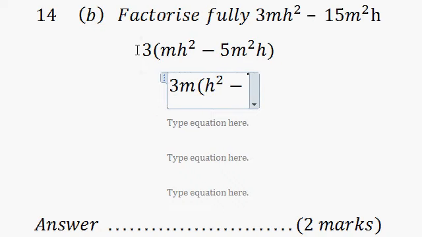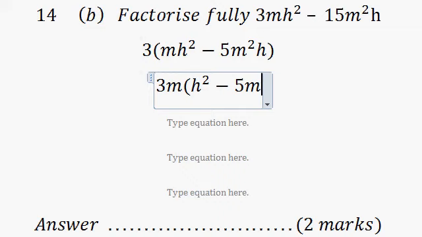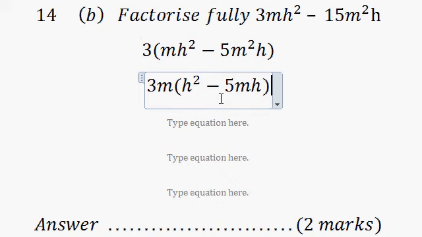And we can check our answer. 3m times h squared will indeed give us 3mh squared. Minus 5m squared h divided by m, well, m squared divided by m is simply m, so minus 5m squared h divided by m is minus 5mh. You can check your answer. 3m times minus 5mh will give you minus 15, m times m is m squared h, and here 15m squared h.